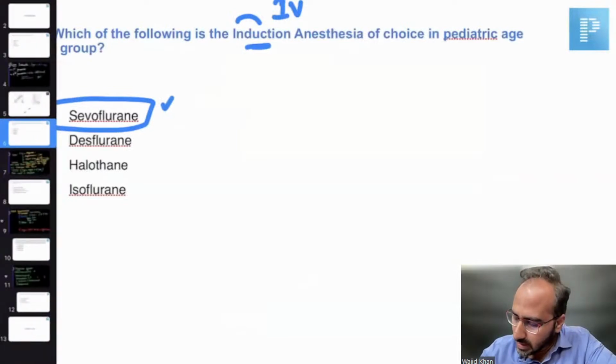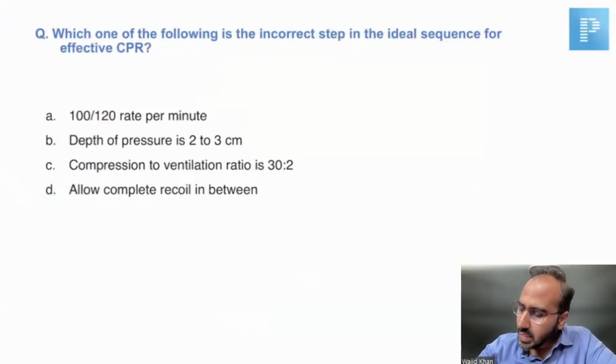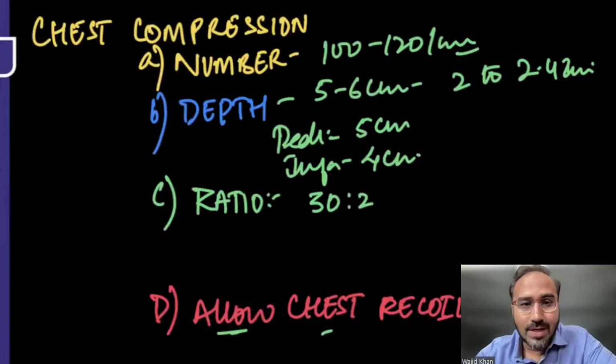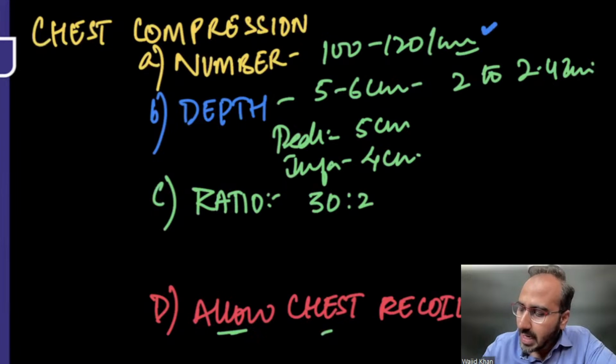Okay. Next question, guys. Which one of the following is the incorrect step in the ideal sequence of effective CPR? For this answer, again, I'll go back to the LRR session of INI-CET that we have done. In that, I told you guys, for an effective CPR, these things should be there. I told you about chest compressions. How many chest compressions should be there in a minute? 100 to 120. I have just copy pasted the slide, guys, from that session. So the number of compressions should be 100 to 120.